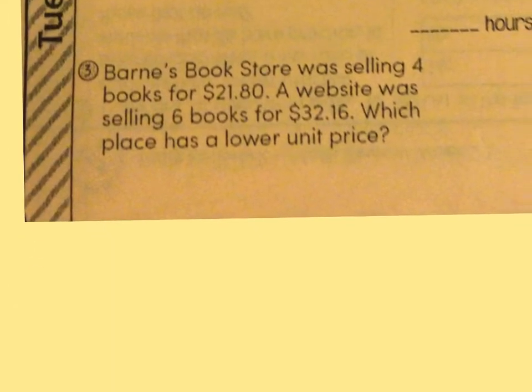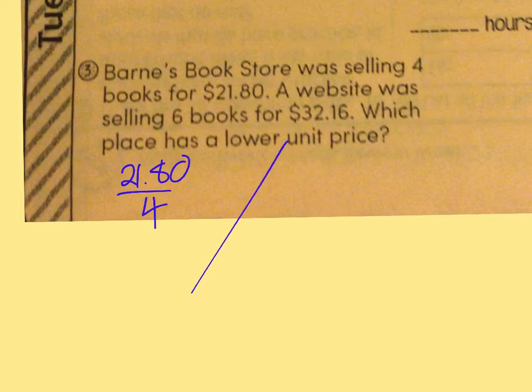Barnes Bookstore was selling 4 books for $21.80, and a website was selling 6 books for $32.16. Which place has the lower unit price? So this is just a unit rate. We're paying $21.80 for 4 books at this place, and we're paying $32.16 for 6 books. And we want to see which one per book is the better deal.